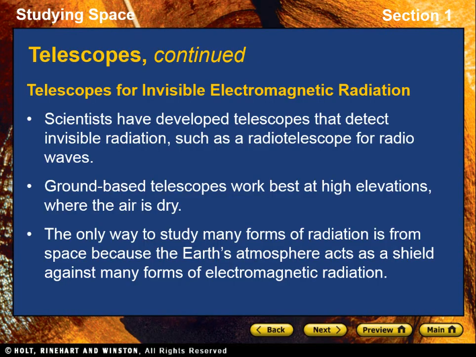One problem with using telescopes to detect invisible electromagnetic radiation is that Earth's atmosphere acts as a shield against many forms of electromagnetic radiation. Water vapor can prevent gamma rays, X-rays, and most infrared and ultraviolet rays from reaching Earth's surface. So, ground-based telescopes that are used to study these forms of radiation work best at high elevation where the air is dry. But the only way to study many forms of radiation is from space.